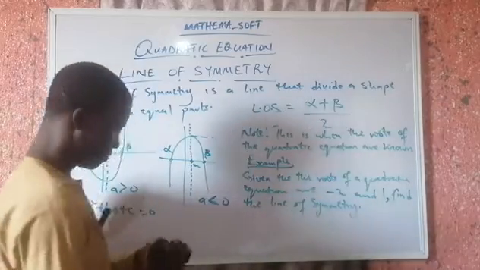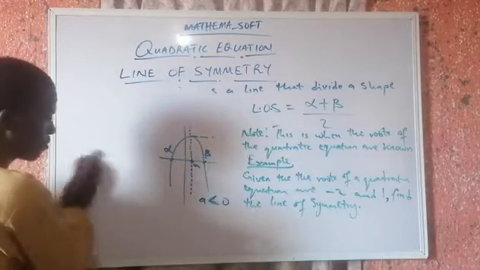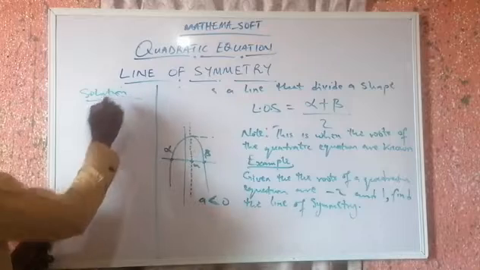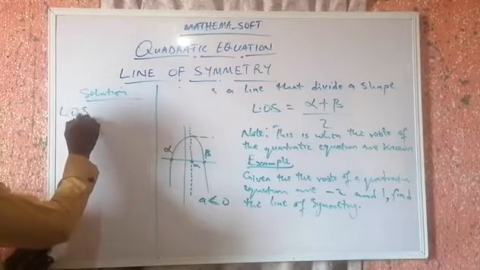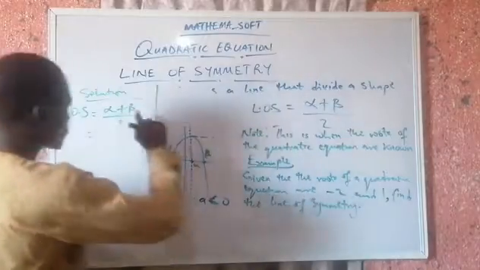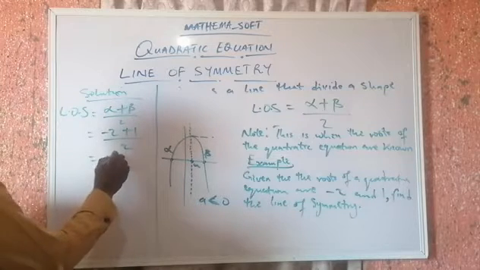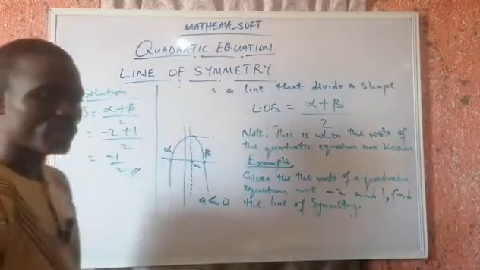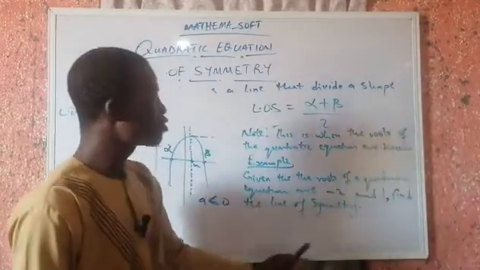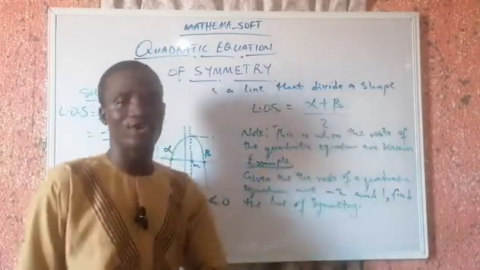So if we must solve this, we can say that our solution to that example will be line of symmetry equals alpha plus beta over 2. In this case, let's take our alpha to be -2 and our beta to be 1. And then we say -2 plus 1 over 2, and that will be -1 over 2. Our line of symmetry in this case will be -1 over 2. Don't forget that we are able to use this formula in finding a line of symmetry because we already know the roots of the quadratic equation.